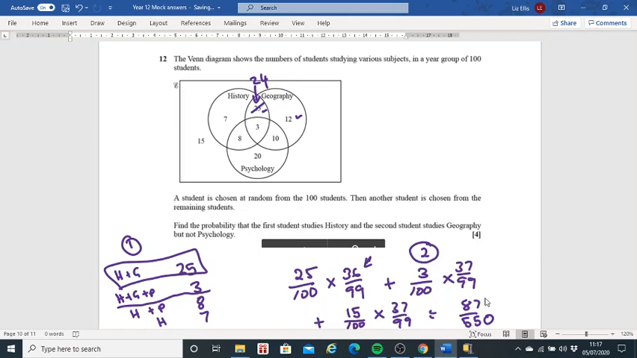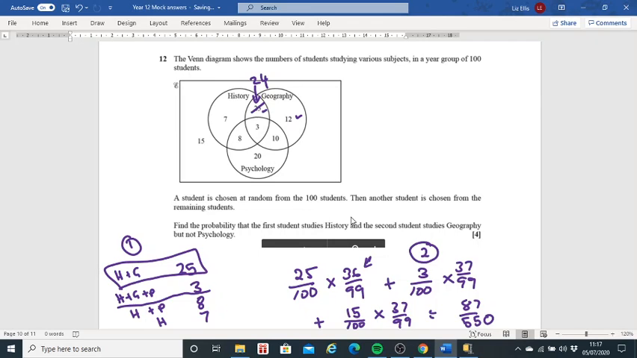That one took me a little while to get my head around. As I say, the biggest mistake was this 36 over 99. Most of you just did 43 over 100, which is what happens if you just take all of these categories and add them together. And you times it by 37 over 99, forgetting that we've got one that's 36 over 99. And that's where the mistakes seem to be.